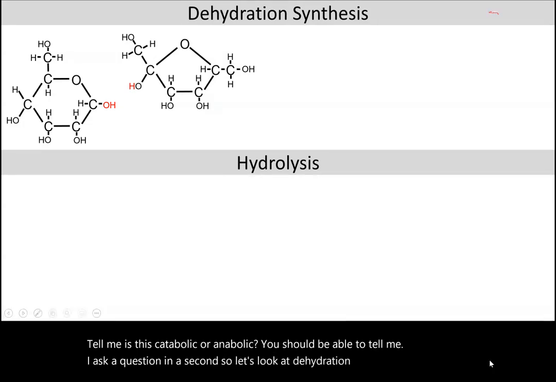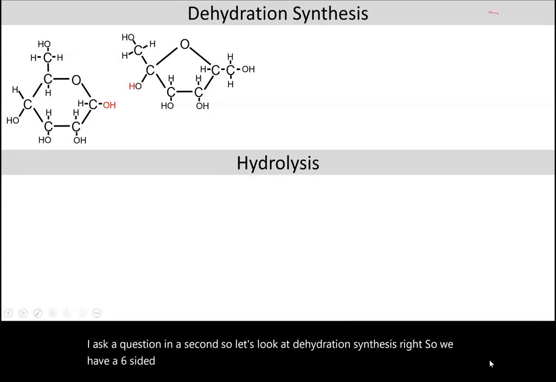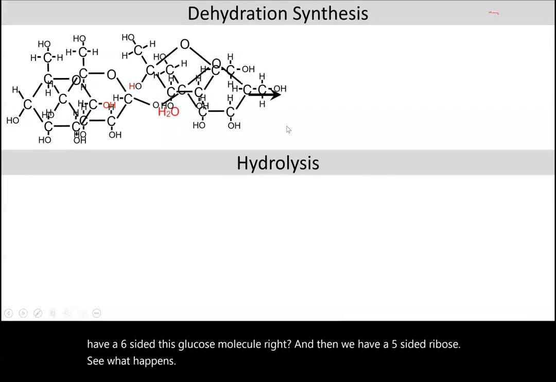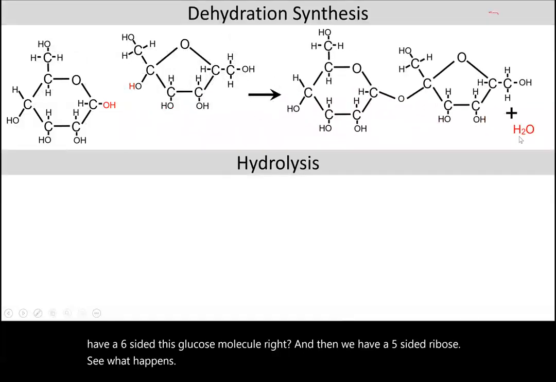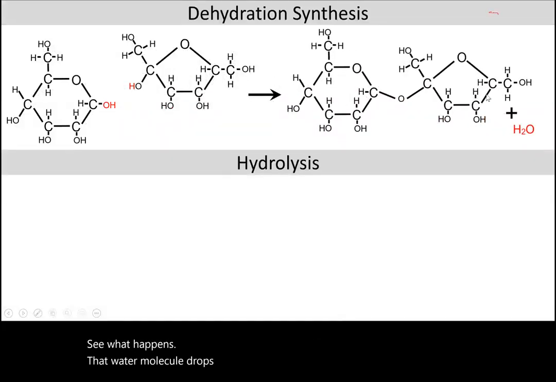So we have a six-sided, this looks like a glucose molecule, right? And then we have a five-sided ribose. Let's see what happens. That water molecule drops out, and here we have our disaccharide. Now, hydrolysis is the opposite.